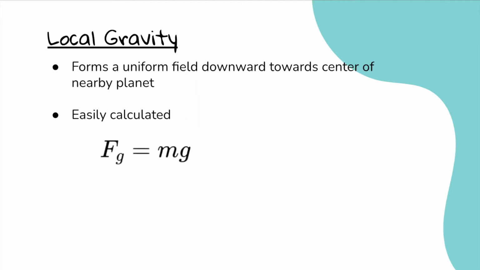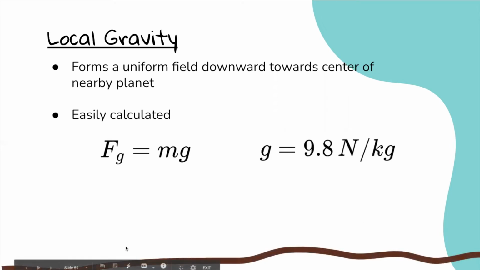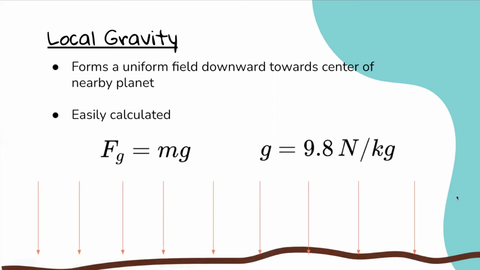calculated. We could use that the force due to gravity, or the weight of attraction between an object and a nearby planet, is equal to the mass of that object times the planet's gravitational field. And on Earth, the gravitational field is 9.8 newtons of force for every kilogram of mass. It's directed straight down towards the center of the Earth because even if you have this bumpy surface, all of the objects near the surface of the planet are attracted to the center. And since the planet's radius is so big, that always means downward.